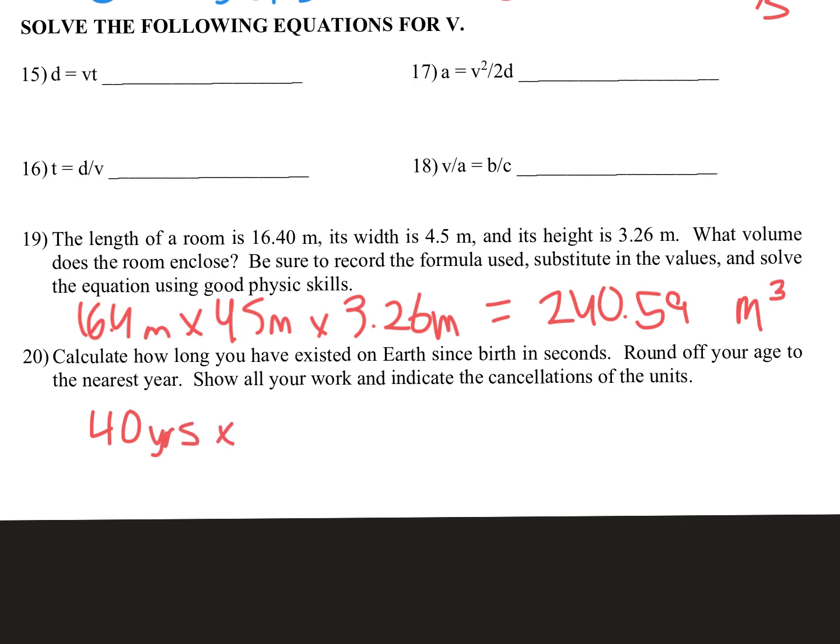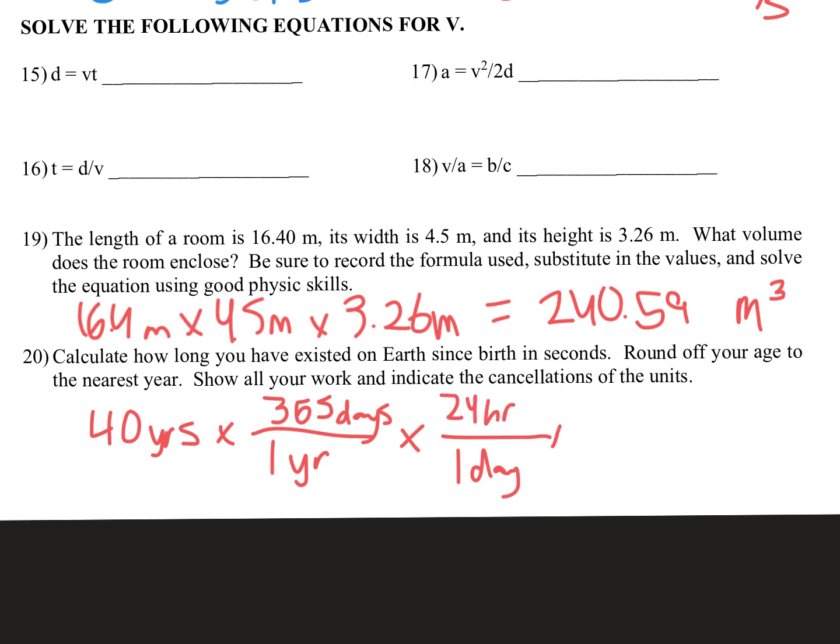Now, I know that for every 1 year, there's 365 days, usually. I know, leap year. Let it go. Okay? I also know, because remember, I want to get how many seconds I have been alive, right? So I know that in one day, there are 24 hours. And then I know in 1 hour, because I want to get the seconds, I do happen to know there's 3,600 seconds.